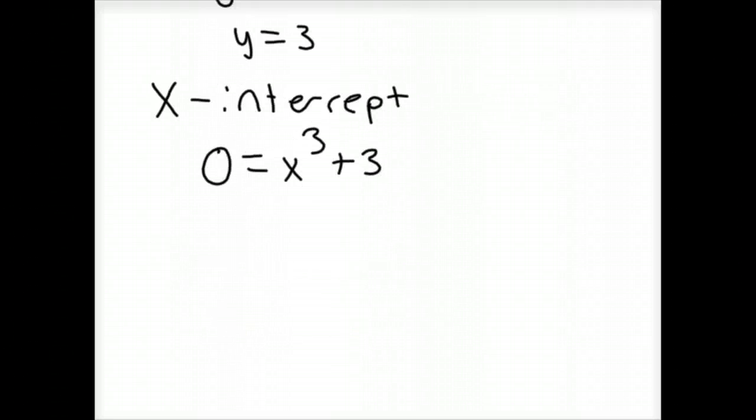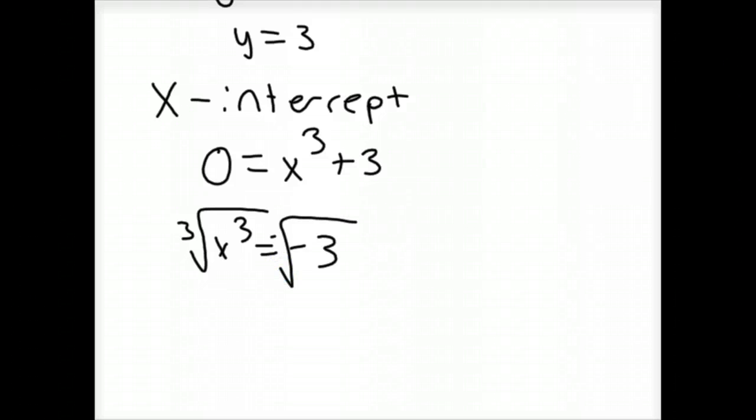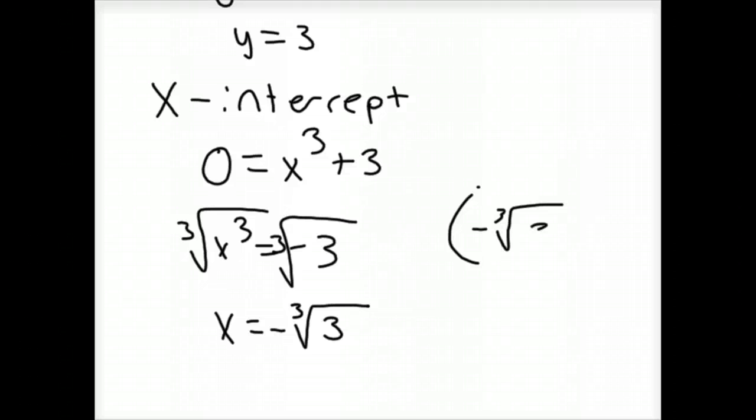So then you would subtract 3 over, and x cubed equals negative 3. And so you'd have to solve it now. Take the cube root of both sides. So x equals the negative cube root of 3. Okay? And so that's your x-intercept. Negative cube root of 3 comma 0. So that's kind of an oddball.